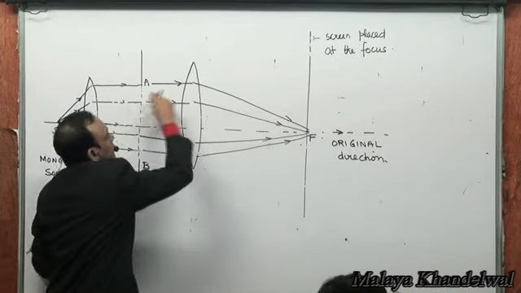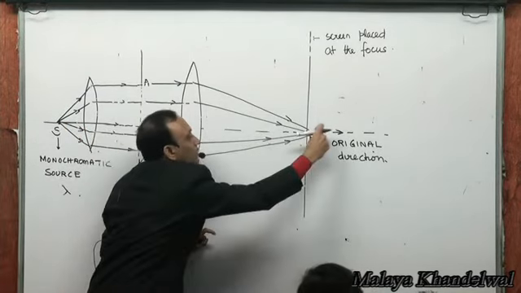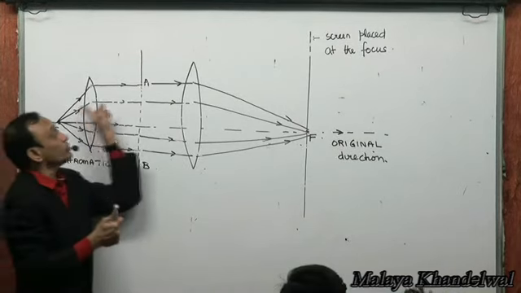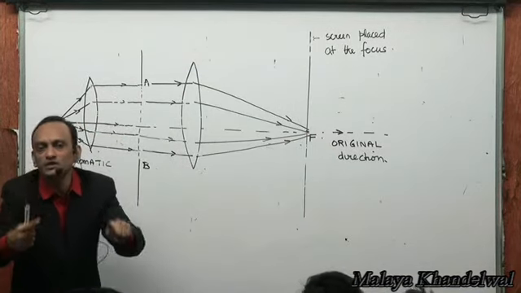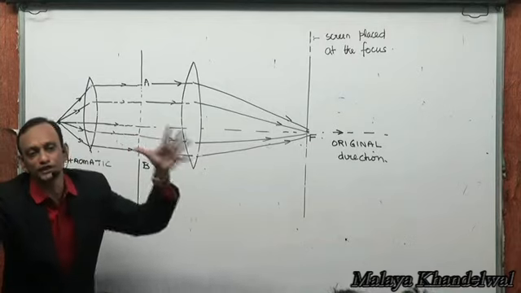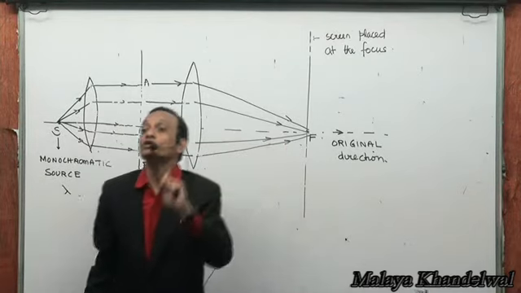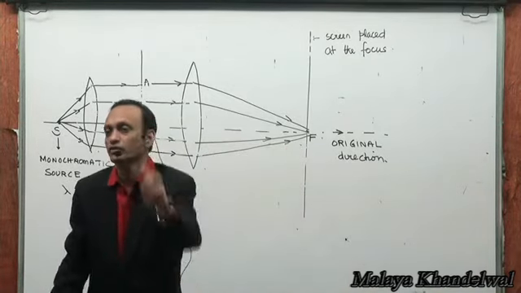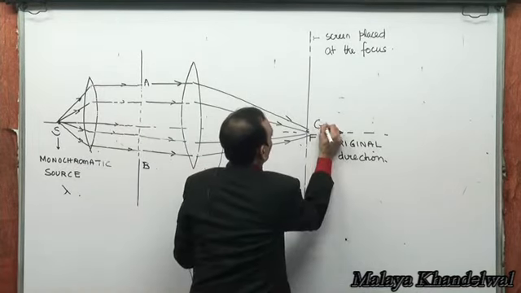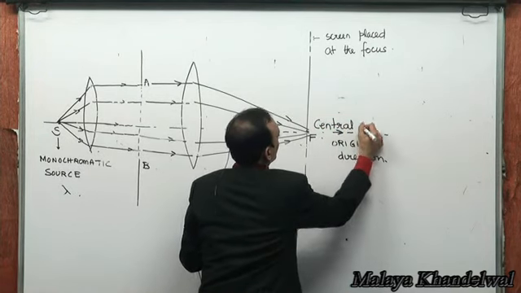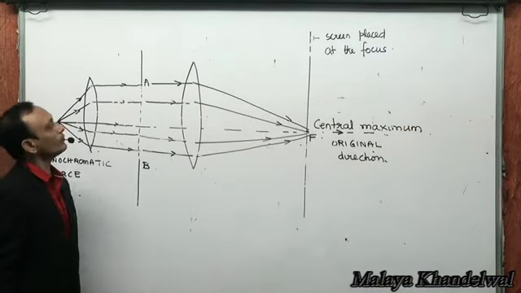For every ray like this, you can find a corresponding ray like this, which would have traversed the same optical path on its arrival at F. And therefore, this disturbance on reaching F through this pair would be in phase with each other and would produce constructive interference at F, and you get at F what is referred to as a central maximum. Yes or no?